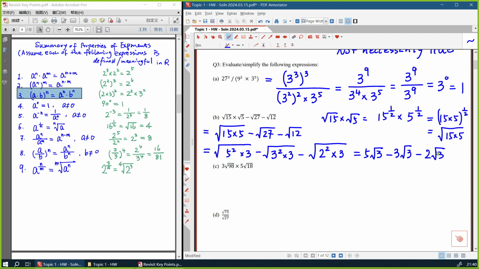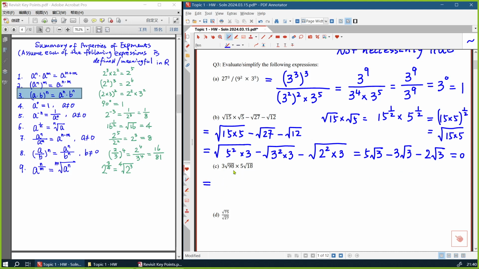Yeah. 0, I think. Yeah, 0, because square root 3 is a common factor. We can put it in front, and you will have 5 minus 3 minus 2, right? And that'll give you 0. Very good. Okay, next one.